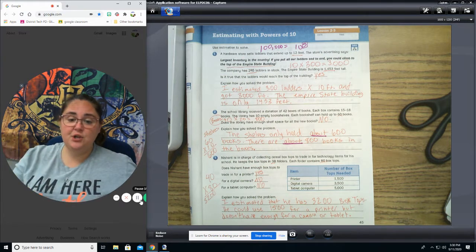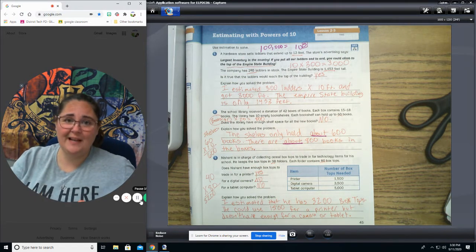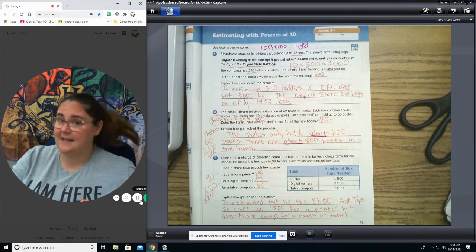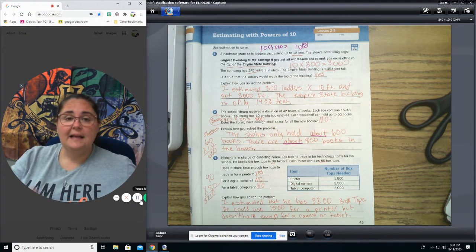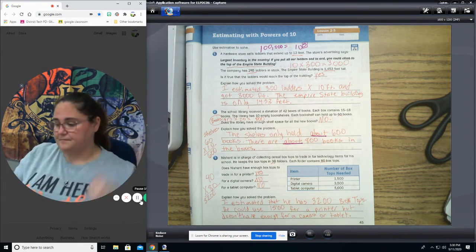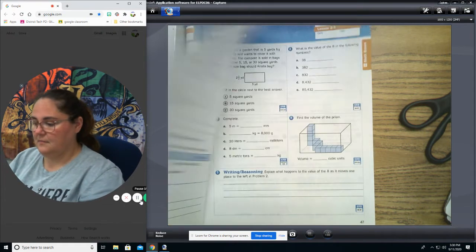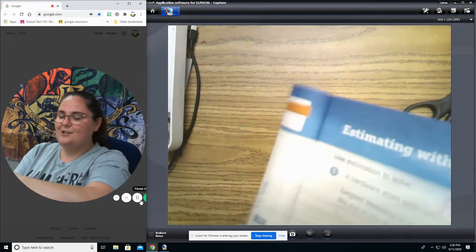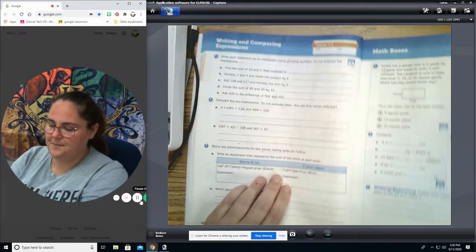Notice, I showed you what my math was. I told you that I estimated. I told you how much he had. I told you he did have enough for one, and he didn't have enough for the other two. It is important to show your thinking all the way through. That's what I did on this question. Let's look at the next page.